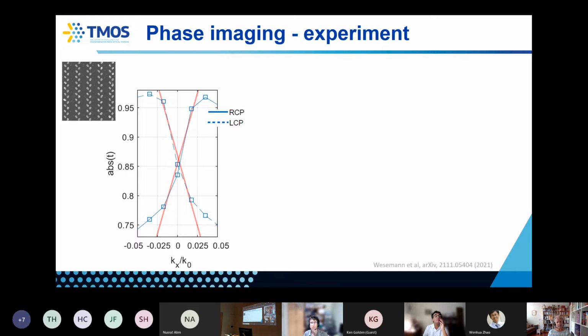And this is the square root of the experimentally obtained transmission for both right and left circularly polarized light. Thank you. And these red lines are linear fits over this range of spatial frequencies.